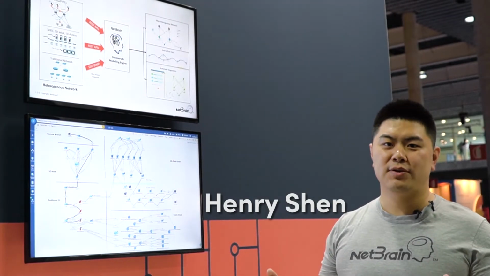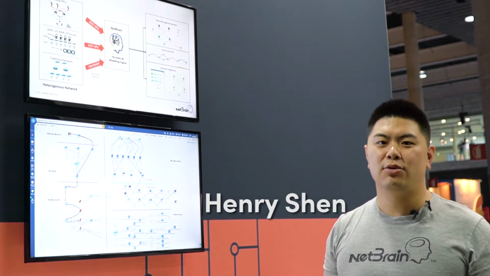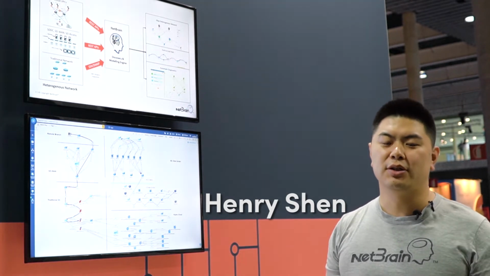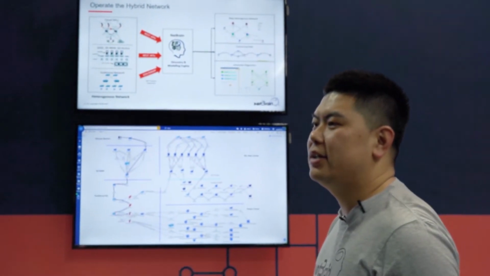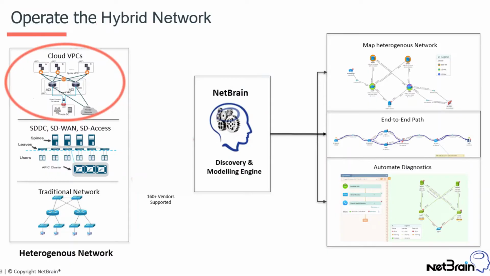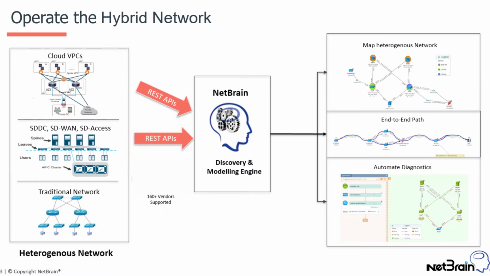Today let's have a closer look at how NetBrain helps you to operate your hybrid environment, including SDN and cloud. So first, let's have a look at how NetBrain collects the data. We talk to your cloud VPCs, your software-defined data center, SD-WAN, or software-defined access solution through REST API. And for the traditional network, we talk to them through CLI and SNMP.